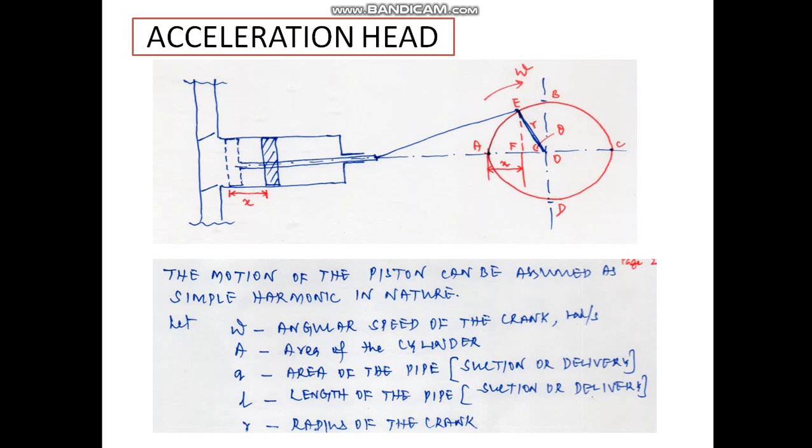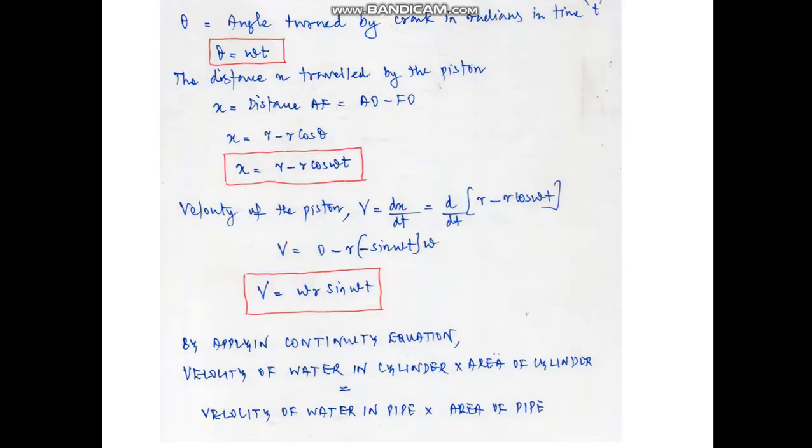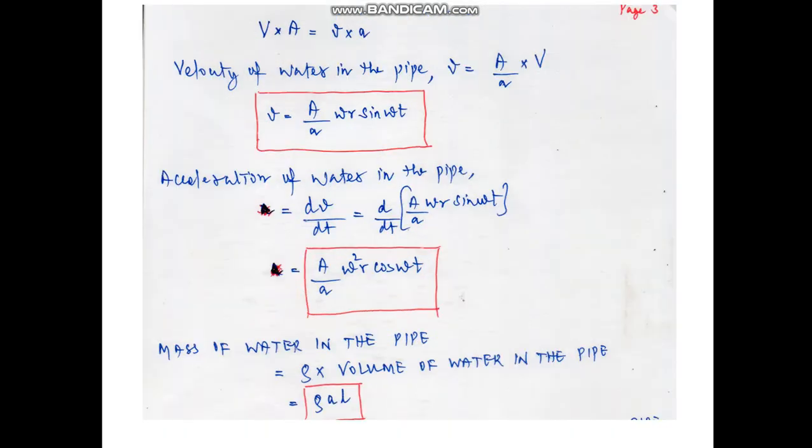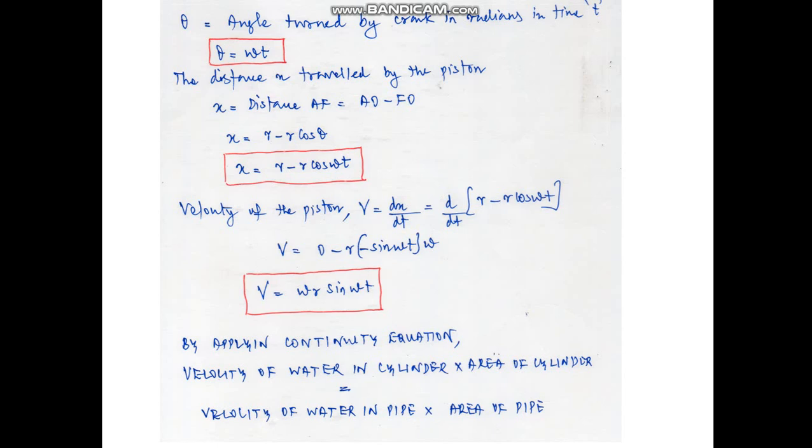That is, area into velocity is a constant. That is, area of the suction pipe into velocity of water in the pipe is equal to area of the cylinder into velocity of water in the cylinder. A1 V1 equal to A2 V2. So for inside the cylinder you take capital A, capital V. For the pipe you take small a, small v. So capital V into capital A equal to small v into small a. Therefore, the velocity of the water in the pipe, small v, is A by a into capital V. And already we got capital V equal to omega r sin omega t.